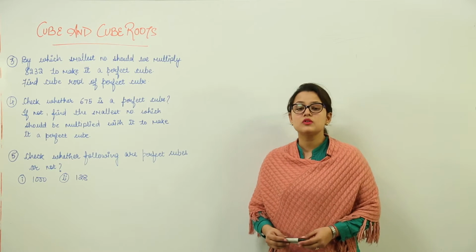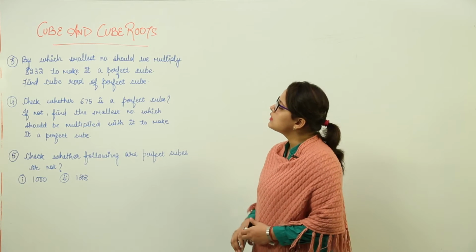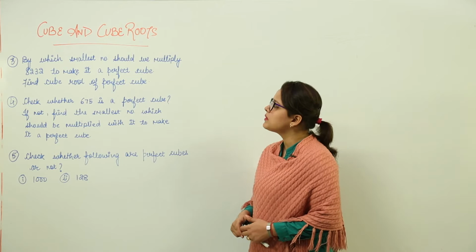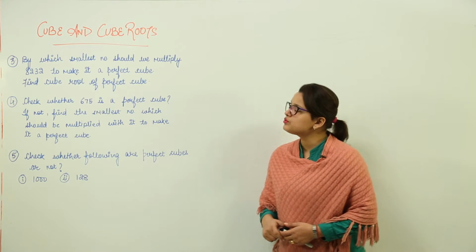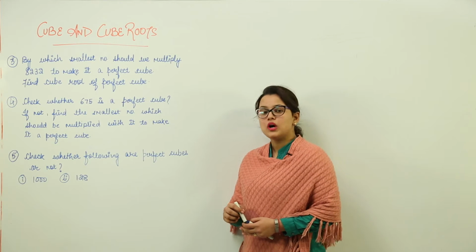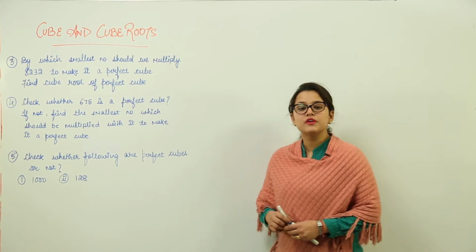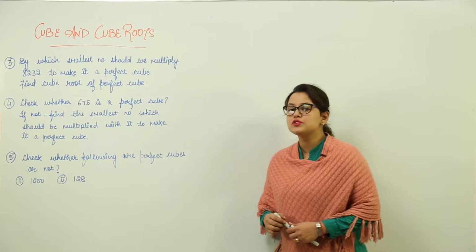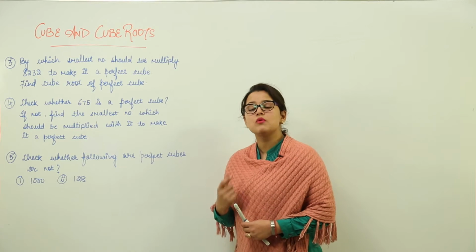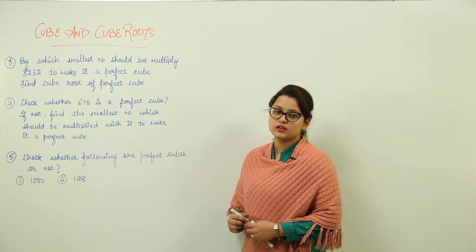Let us move on and solve some more questions based on cubes and cube roots. The first question says, by which smallest number should we multiply 8232 to make it a perfect cube? Now you have to understand how to check whether a number is a perfect cube or not, and if it is not a perfect cube, by which number should we multiply it? The smallest number we should multiply it with to make it a perfect cube.